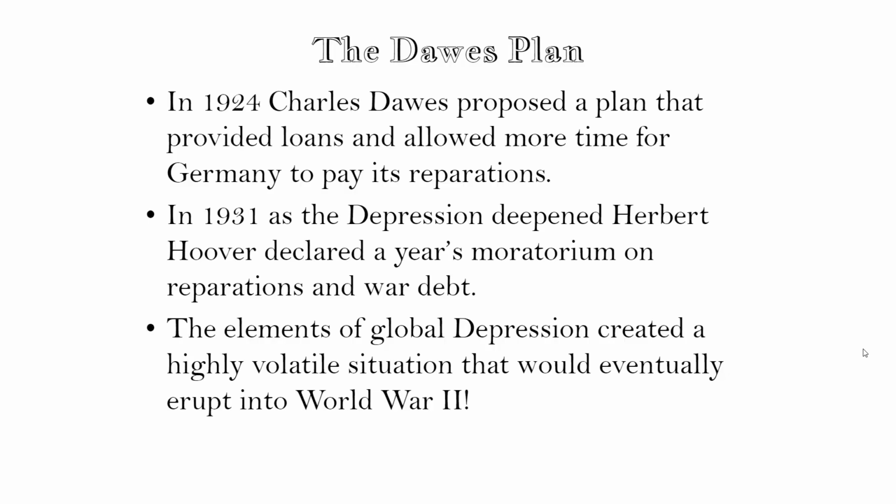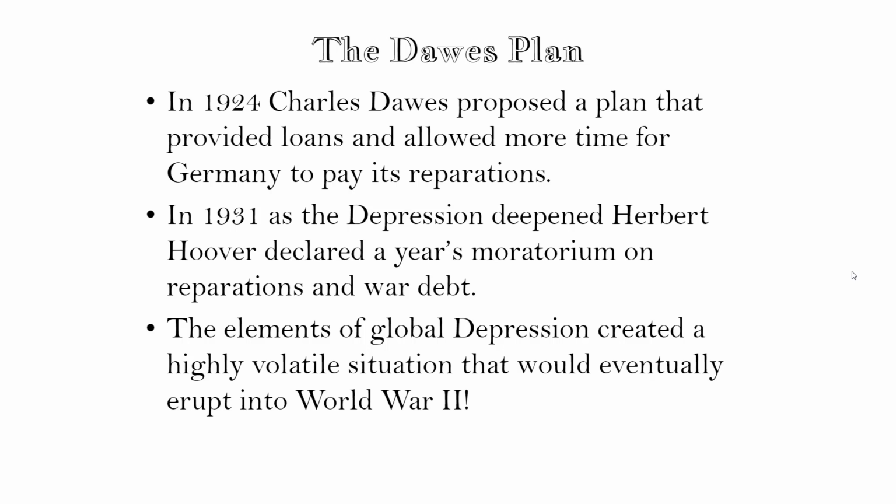So the Dawes Plan in 1924, Charles Dawes proposed a plan that provided loans and allowed more time for Germany to pay back its reparations. In 1931, as the Depression deepened here in the U.S., Herbert Hoover declared a year's moratorium on reparations and war debt. So he told Germany they didn't have to pay it because he knew they didn't have the money. The elements of global depression created a highly volatile situation that would eventually erupt into World War II.